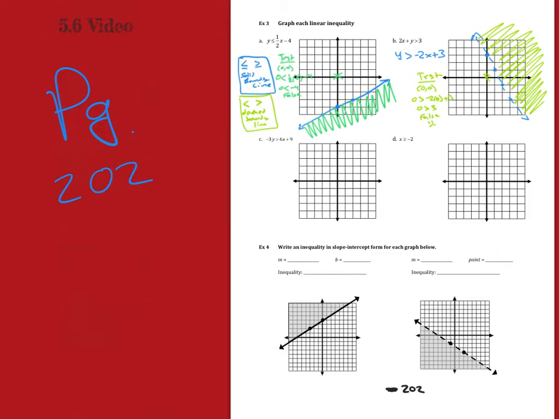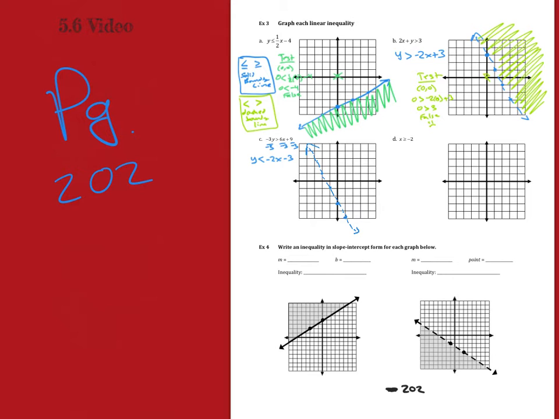In example C here, I have to again solve for y, and this time when I divide by negative 3, I have to remember back in chapter 2, gotta flip the sign. So we get y is less than negative 2x minus 3. Go ahead and graph it with a dashed line. Alright, with a slope of negative 2 and a y-intercept of negative 3. So we'll go down, the y-intercept is negative 3. Here's my slope of negative 2. And this will be a dashed line.